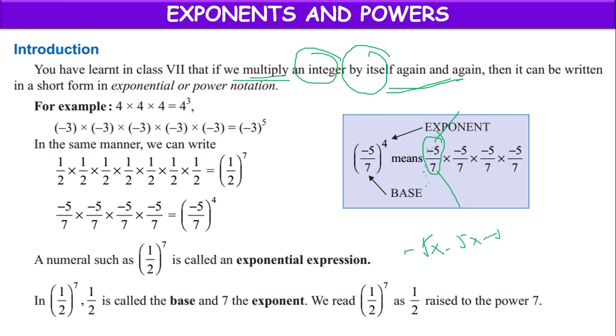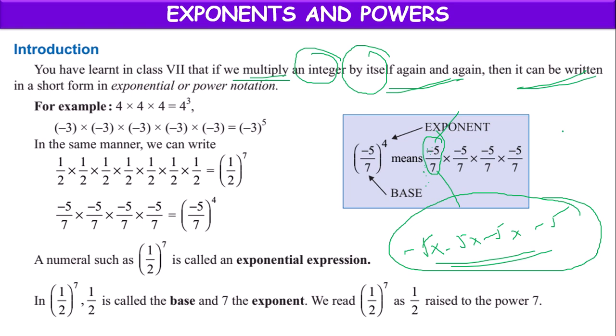If we multiply it again and again, then instead of multiplying the same number so many times, it can be written in a short form, because minus 5 is multiplied by itself one time, second time, third time, four times. So this can be written in short form as minus 5 whole power 4. This is the short form of multiplication of the same number by itself so many times.